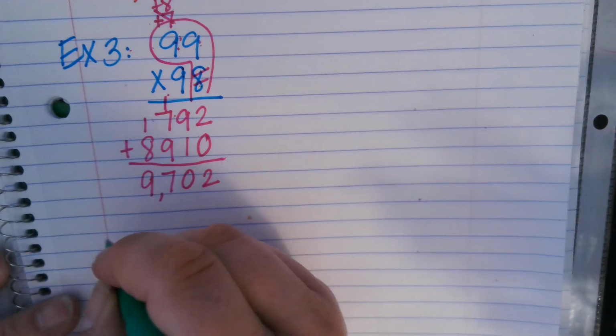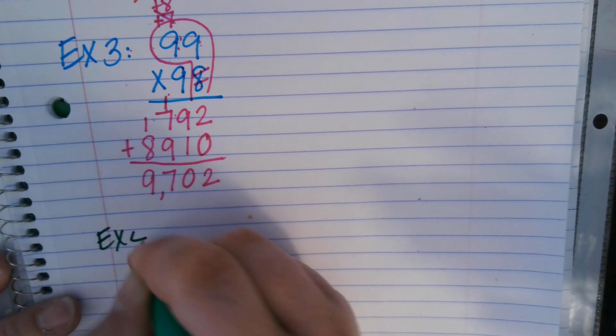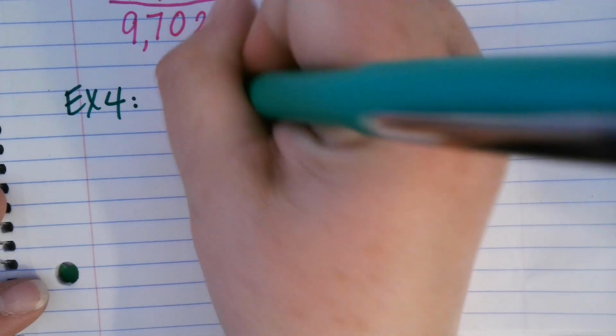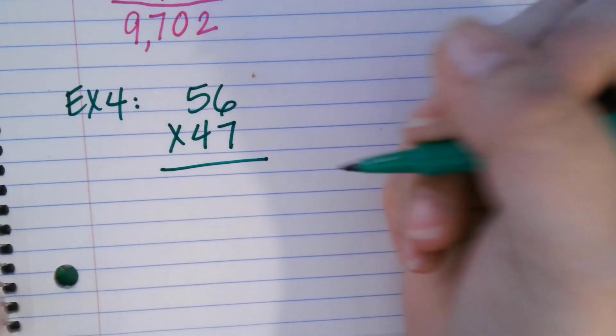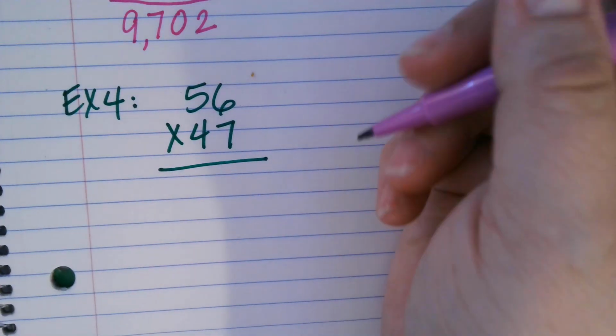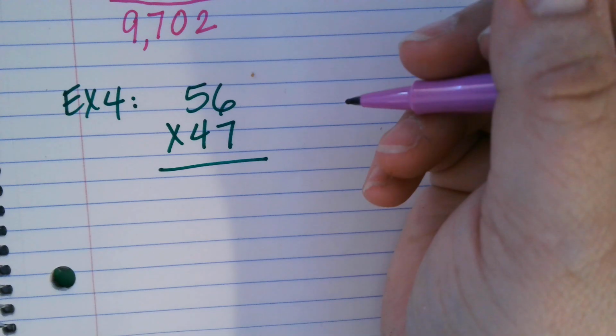All right, let's do another one. Can we do what you do? Let's do 1 or 2 more together, and then we can try you do. I know you're not throwing a baby fit in my class. Okay, let's do 56 times 47. And we'll walk through this together. 56 times 47. All right.